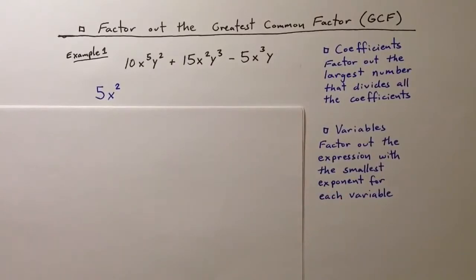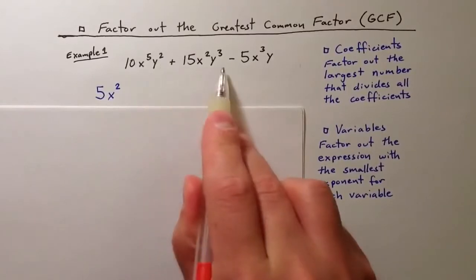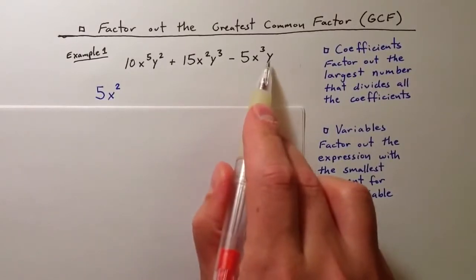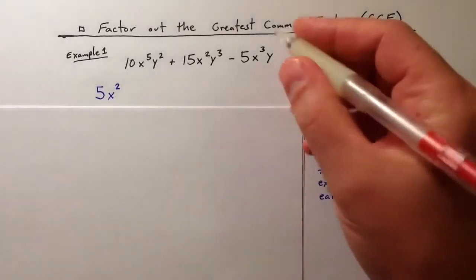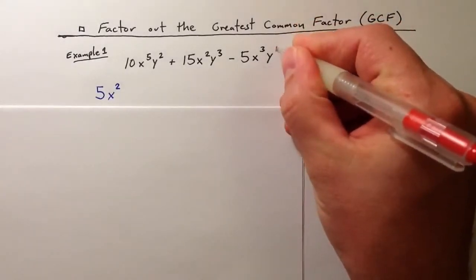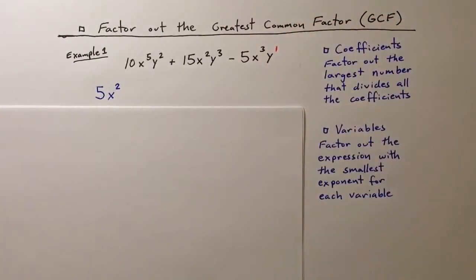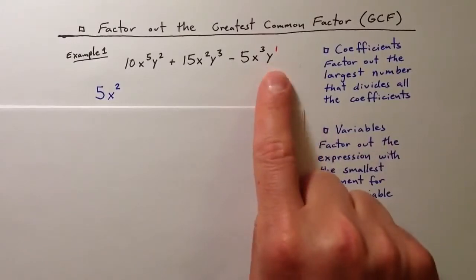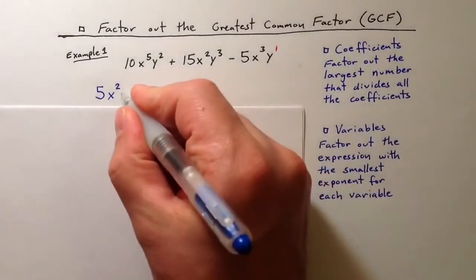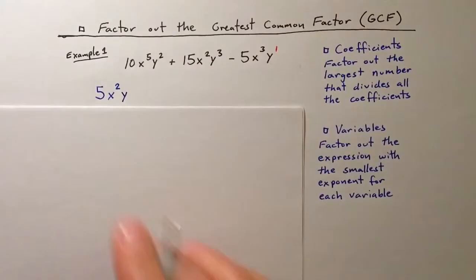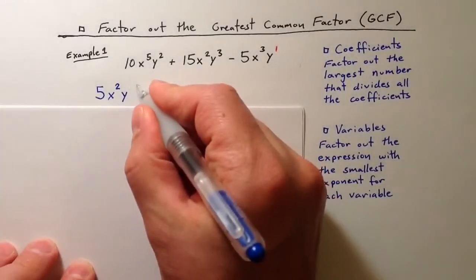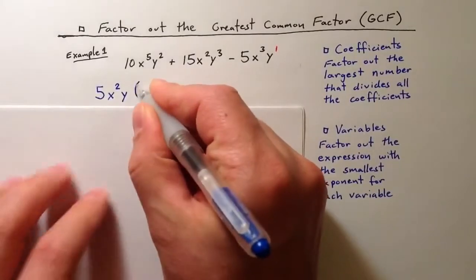For the y variable, I have an exponent of 2, an exponent of 3, and then when y appears by itself without an exponent explicitly written there, it means that it's raised to the 1st power. So that would indicate the smallest exponent, and so I can just take one y from each of those terms. So then to complete the factorization, I need to identify what's left behind.